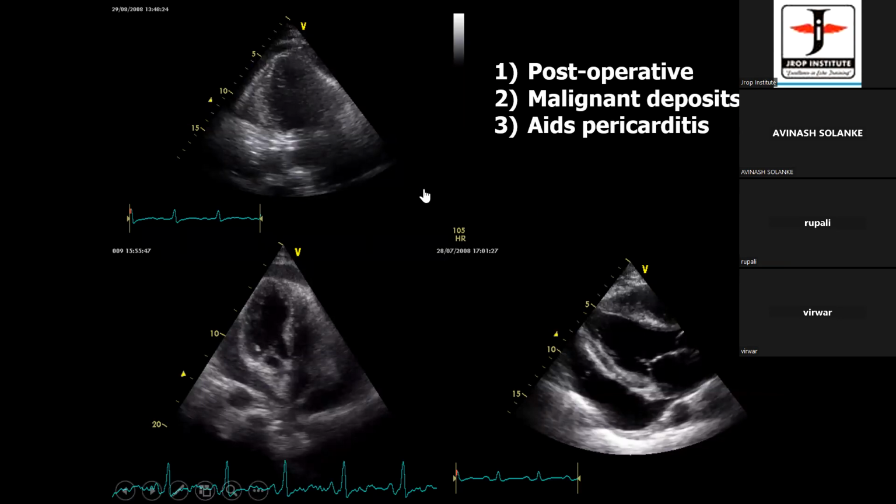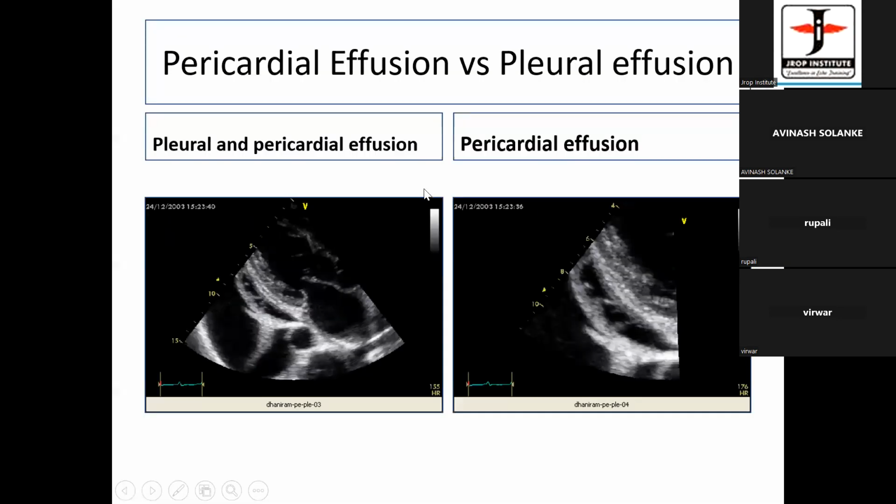What are the most common causes of pericardial effusion? I've already told you the most common cause, and on top of that, when to quickly intervene in this subset of population, because that is the important time. I've also told you about pleural and pericardial effusions. Pericardial effusion stops short of the descending aorta, and pleural extends beyond the descending aorta. Here is a pericardial effusion, and here is a pleural effusion.